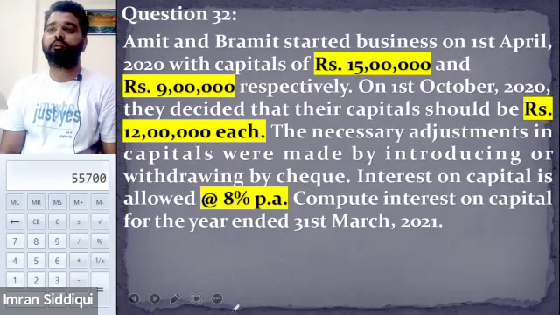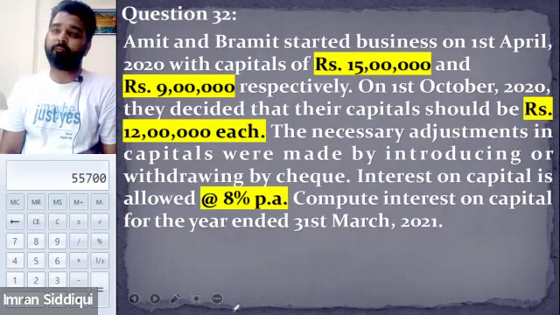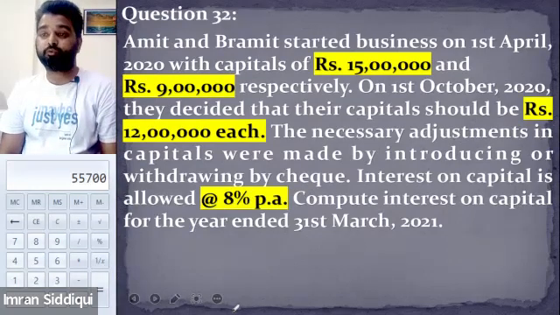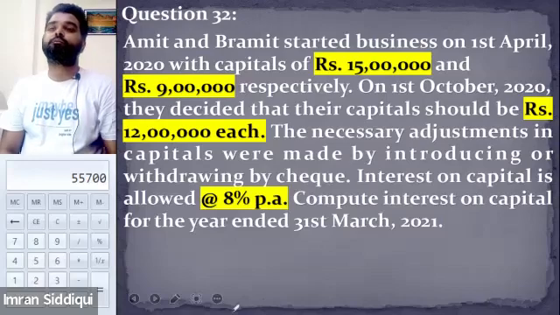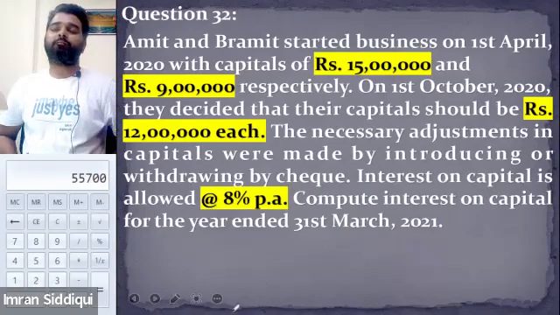Okay, the necessary adjustments to capital were made by introducing or withdrawing by cheque. Interest on capital is allowed at 8% per annum. Compute the interest on capital for the year ended 31st of March 2021. The question says that there are two partners, Amit and Ramit.